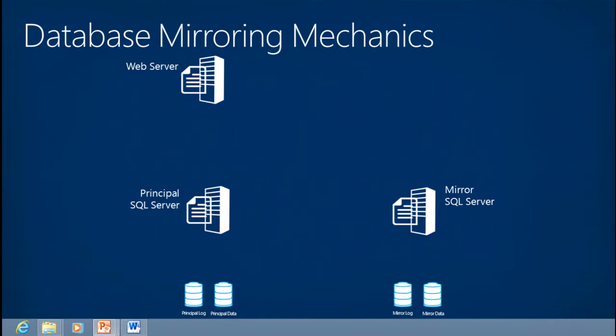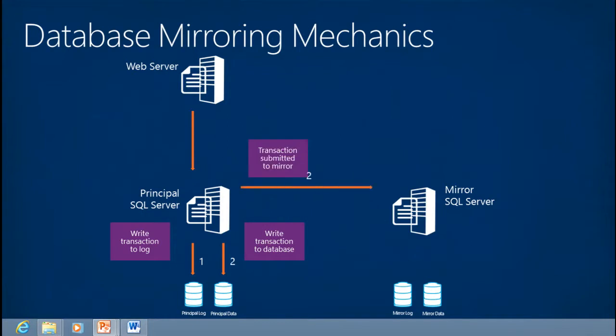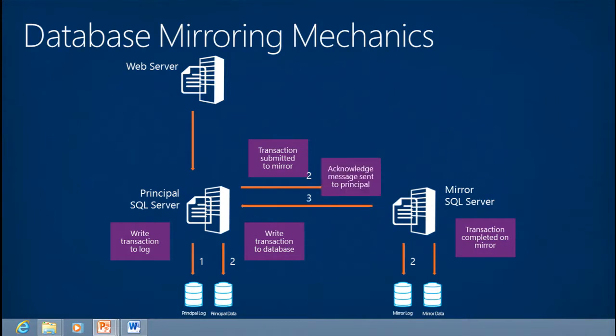Moving on to the mechanics of database mirroring. How does database mirroring work? Basically, it works in a number of different ways. Step one, the database receives a request or a transaction submitted by a web server. It's written to the transaction log on the principal database. Simultaneously, it is written to the data log, so it goes to your MDF, and that same transaction is submitted to your mirror. Your mirror responds with an acknowledgement after it's been written, and then it gets hardened on the principal. That's full safety.